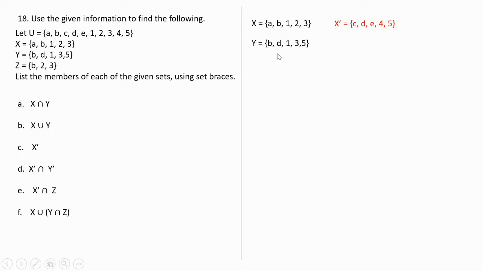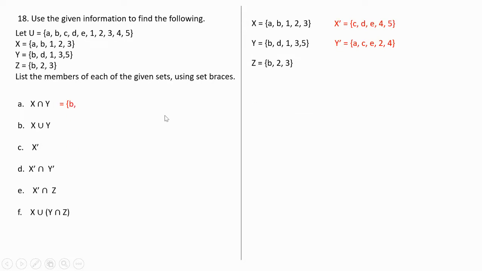Okay, now that's set Y. So not Y means you're going to go back to the universal set. So it's going to be not B. You scratch it out. Not D, not 1, not 3, and not 5. So what's left is A, C, E, 2, 4. And also, here, guys, I didn't put not Z because we're not looking for not Z or the complement of Z. That's my Z, right?